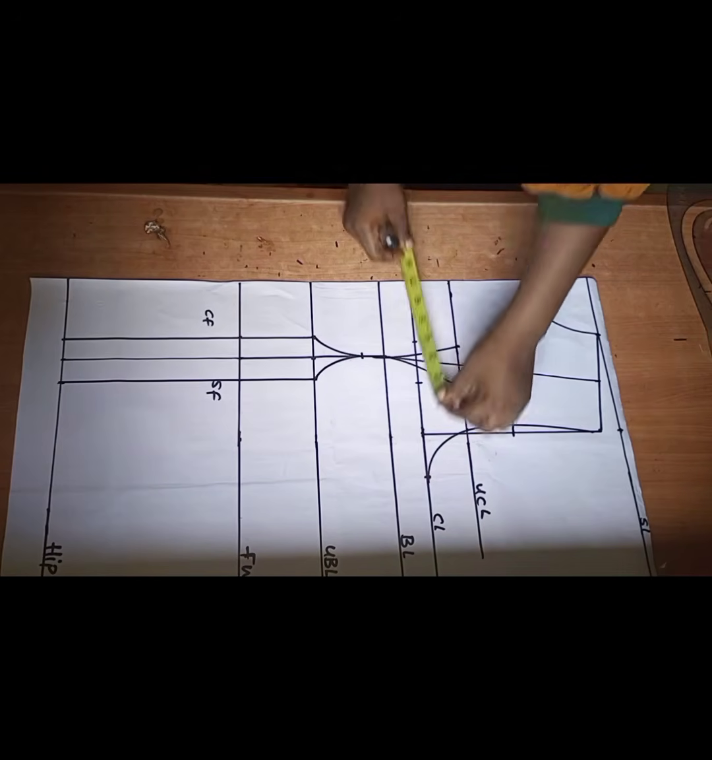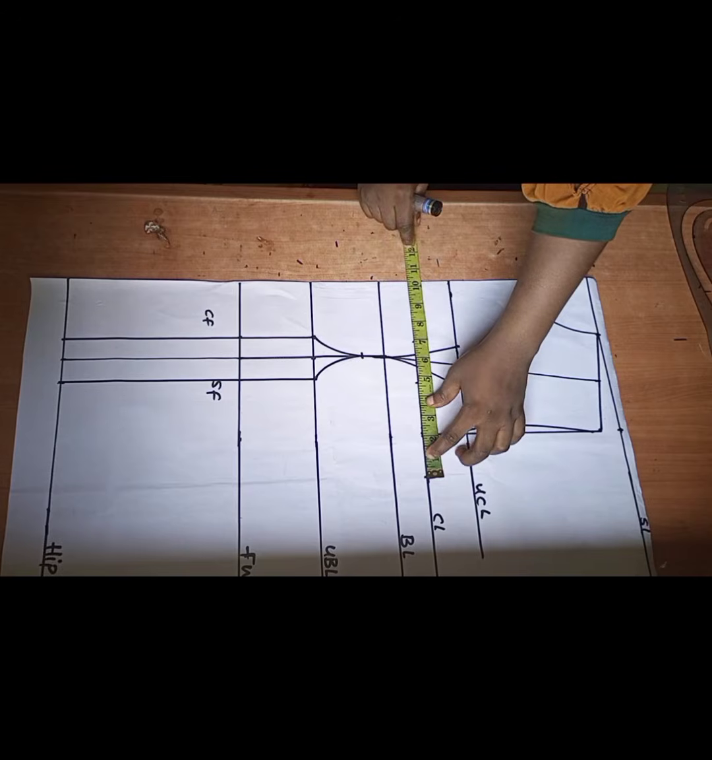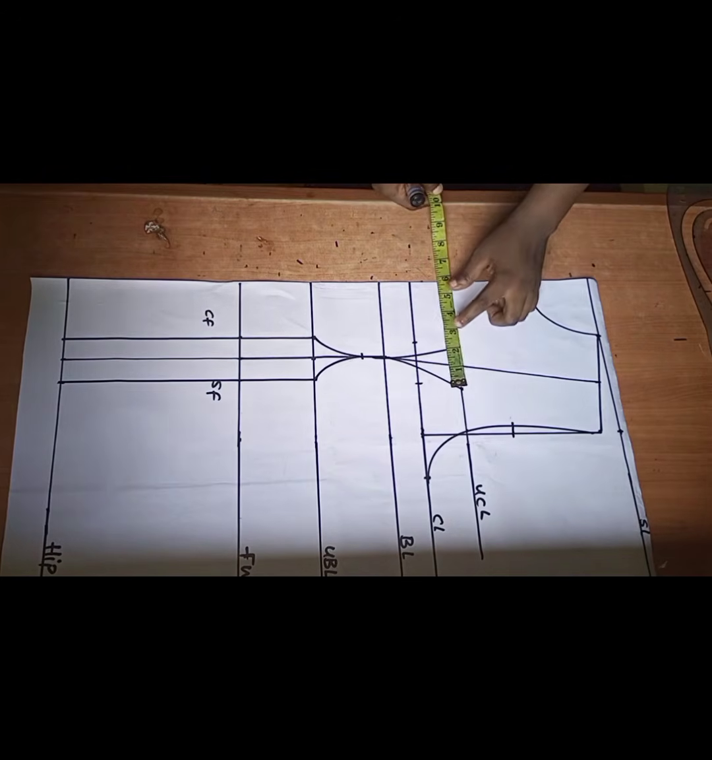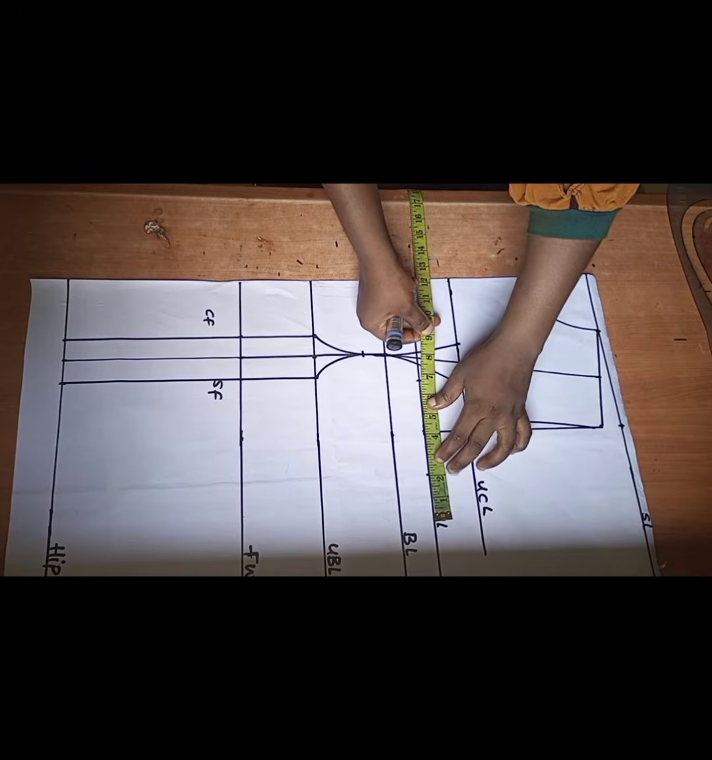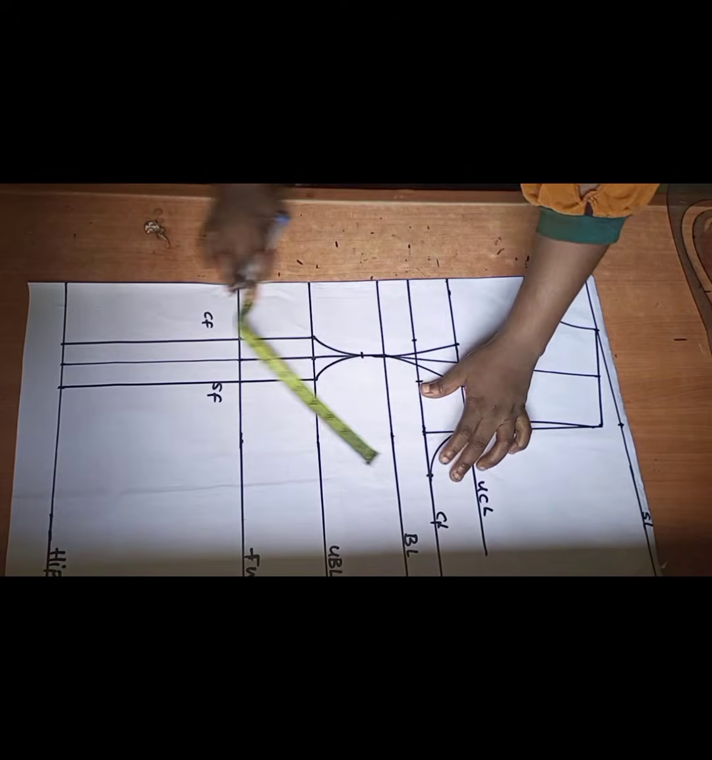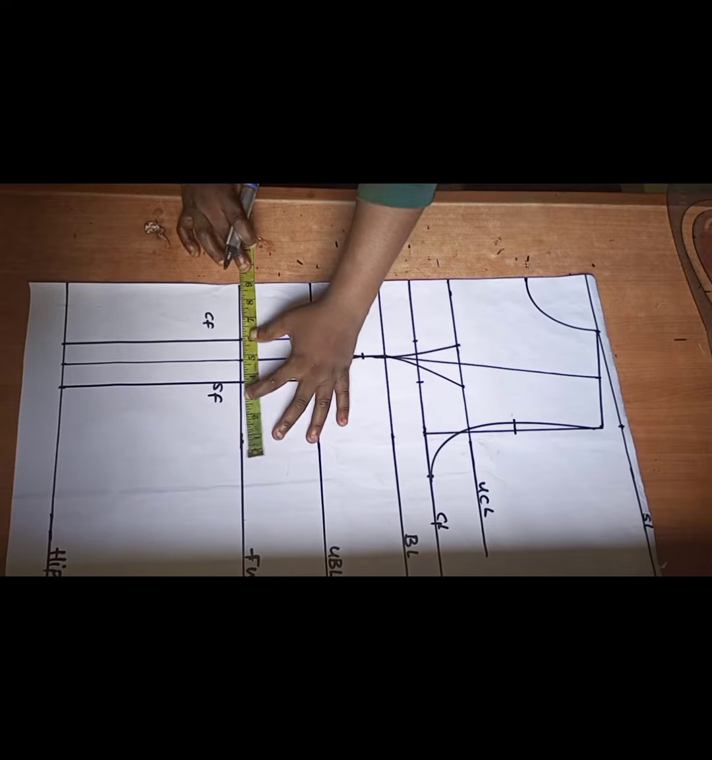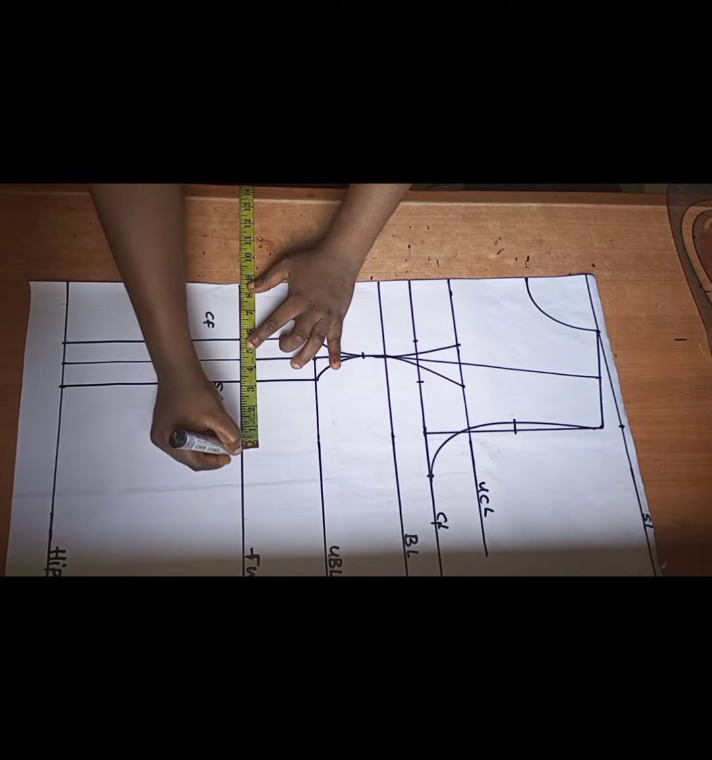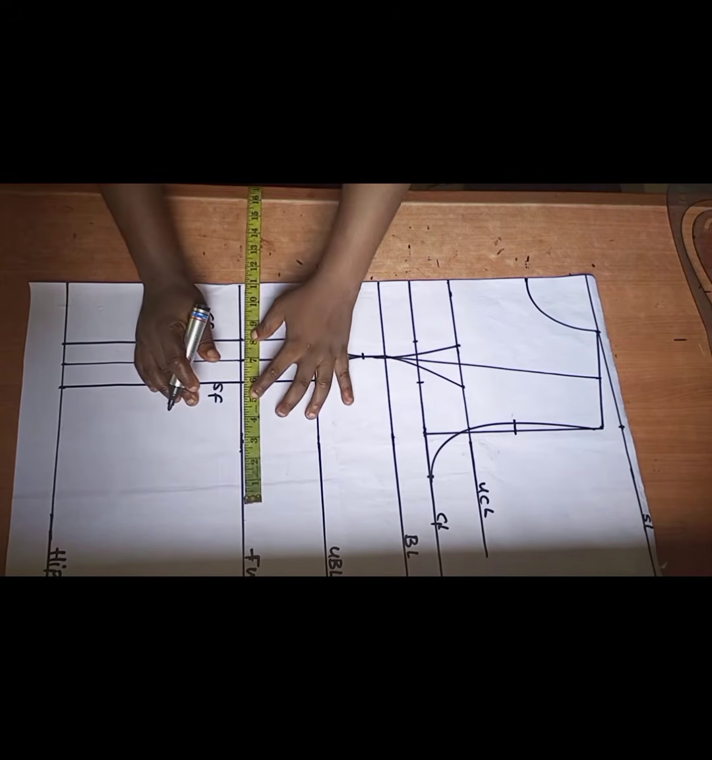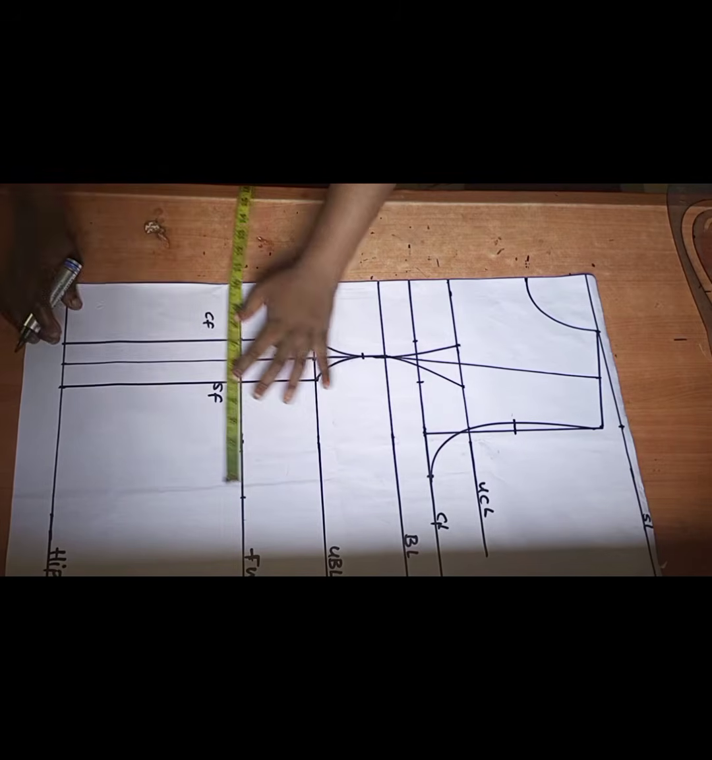So after I'm done connecting this, I'll go ahead and mark my bust circumference divided by 4. I've already marked the point, so I'm going to replace the dart intake of 2 inches here. And then I'll come to my waistline. I will mark my waist circumference divided by 4. I will replace the dart intake of 2 inches.